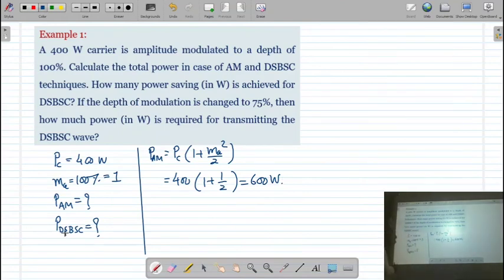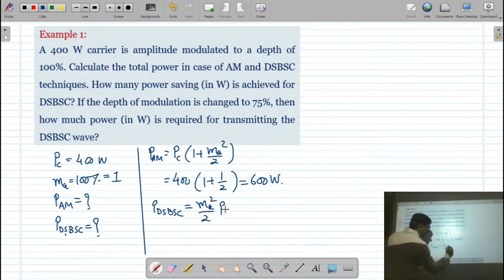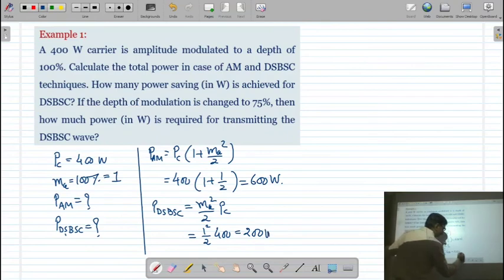Now if you use the DSBSC technique, what is the expression? It is Ma squared by 2 into Pc. So this is 1 square divided by 2, and it is 400. So the 200 watt. So now you can see that if I use a DSBSC technique, I require only 200 watt. Here in this case, 600 watt is required.